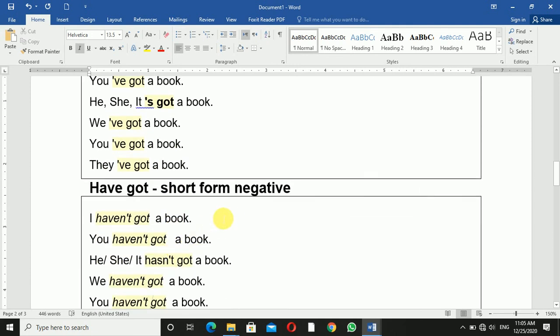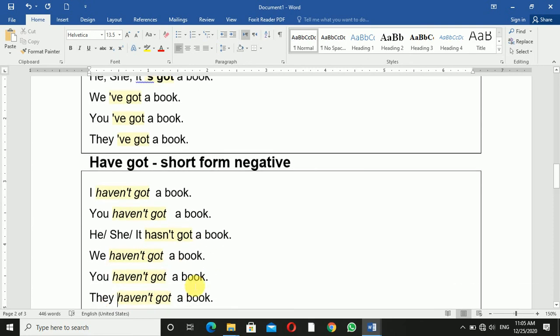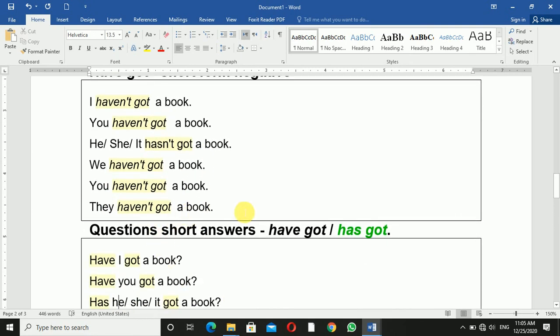Now the short forms of the negative: have not becomes haven't got a book. You haven't got a book. He hasn't got a book. We haven't got a book. You haven't got a book. That's it. They haven't got a book.